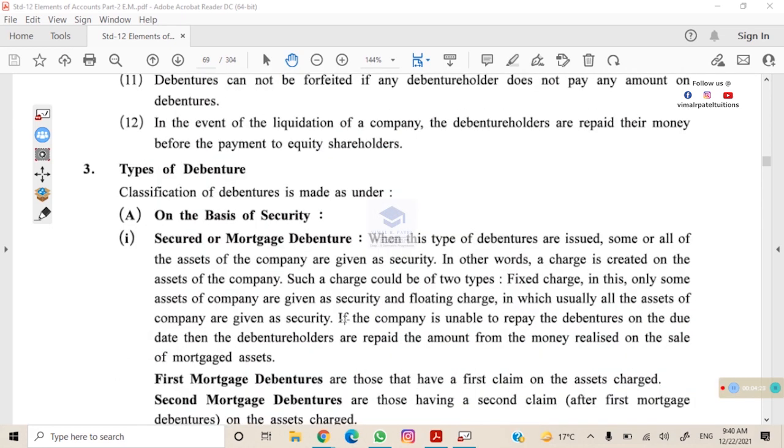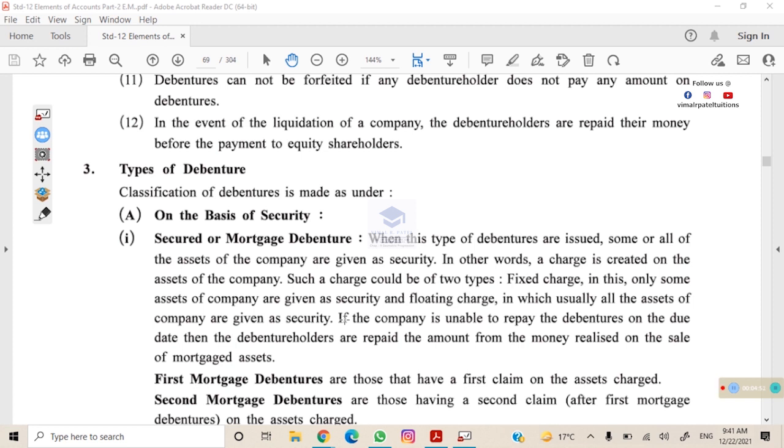Now, types of debenture on the basis of security. Secured or mortgage debenture. When a company is creating a charge or making a mortgage on an asset against the issue of debenture, they are called secured debentures. This means creating a charge, a floating charge. The company can use the asset, but the company cannot sell off such asset.